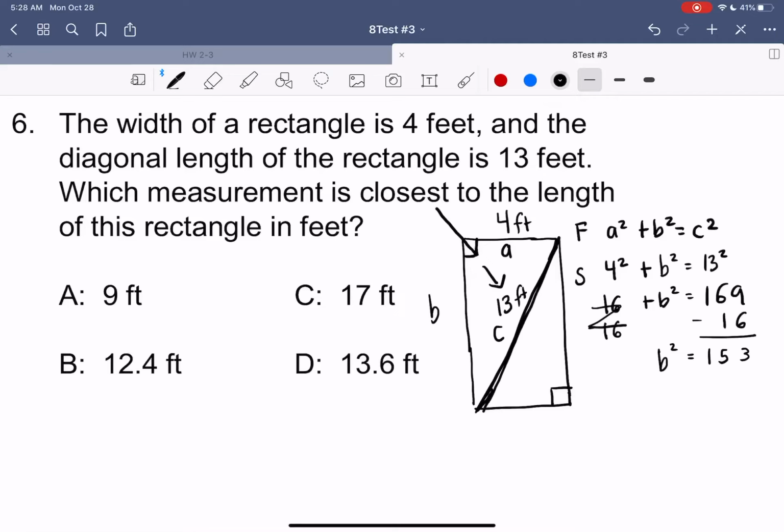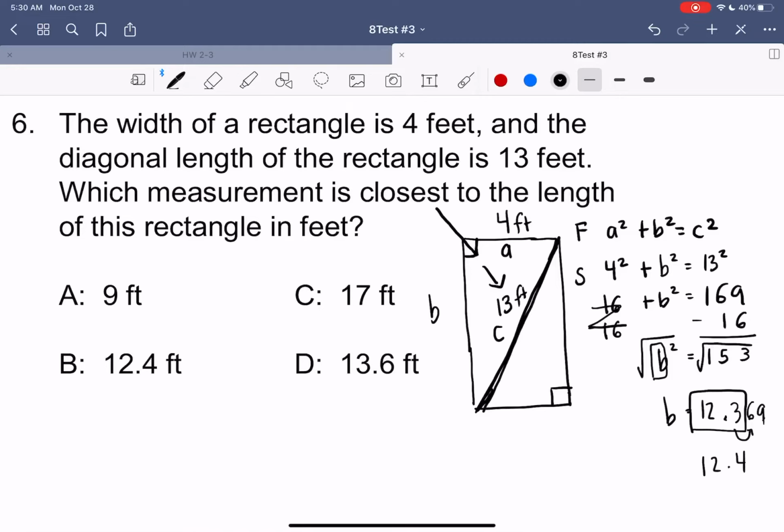the square root of 153, and we will have 12.369. And in the problem, it looks like they only have one decimal place, so there's only room for one, and then we have to look at the number behind it to see if it's 5 or more. So that will take us to 12.4.